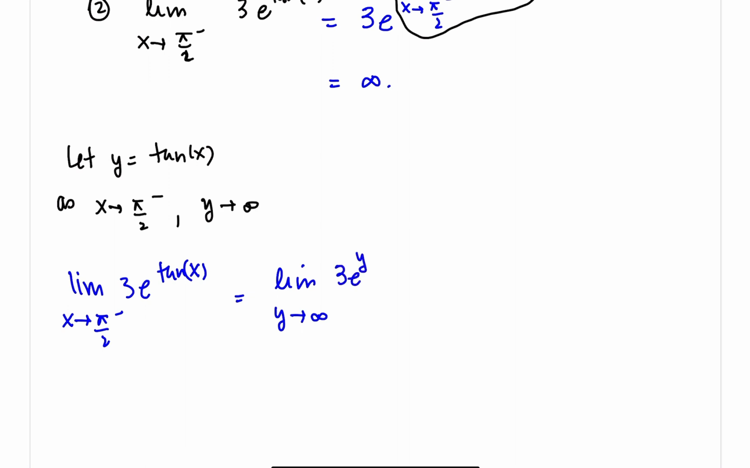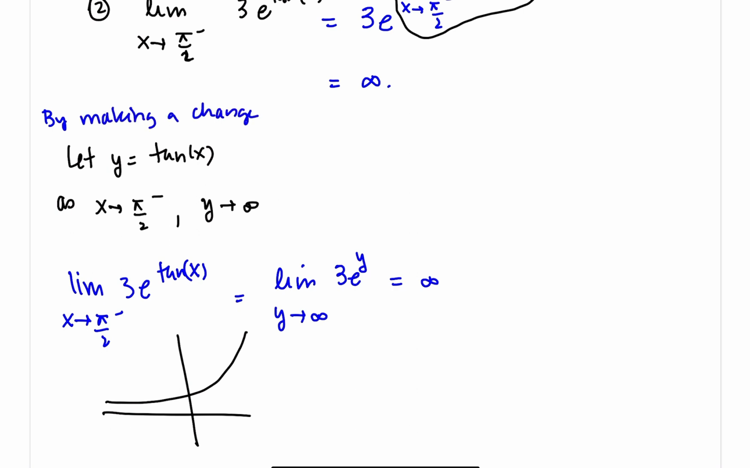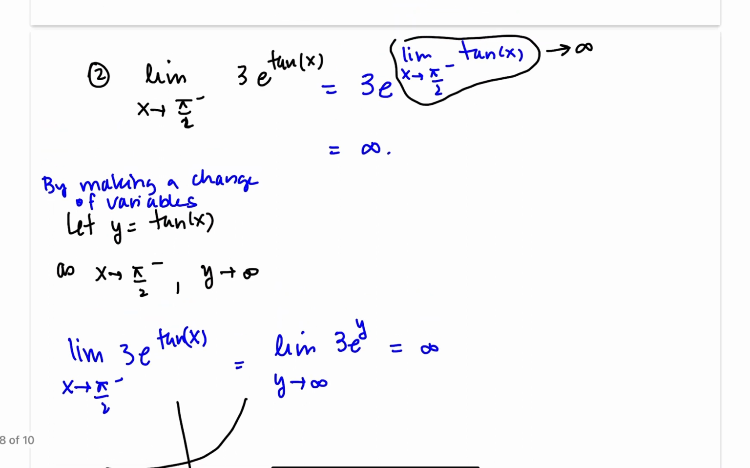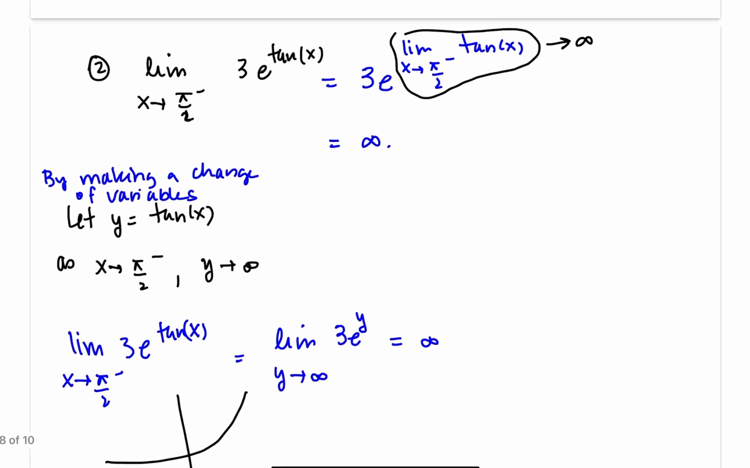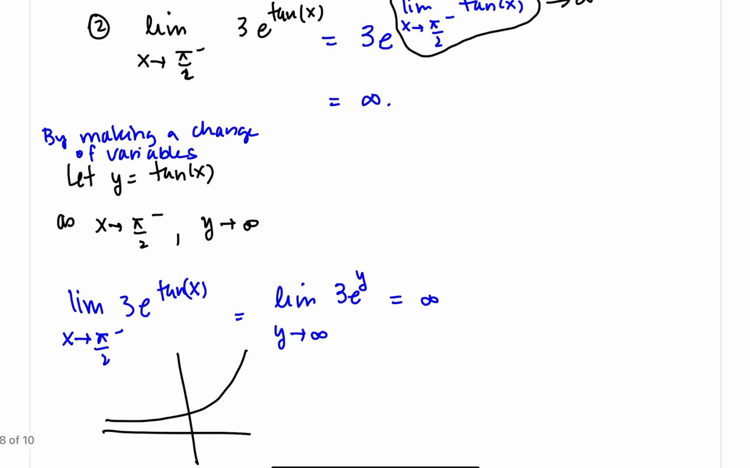And then we know that, one more time, since the graph of e to the x looks like this, as y goes to infinity, this is just infinity. So it's another way. Here we're just making a change of variables, and the first way I did it is just understanding the behavior of e without having to make any change of variables. So whatever makes more sense to you.